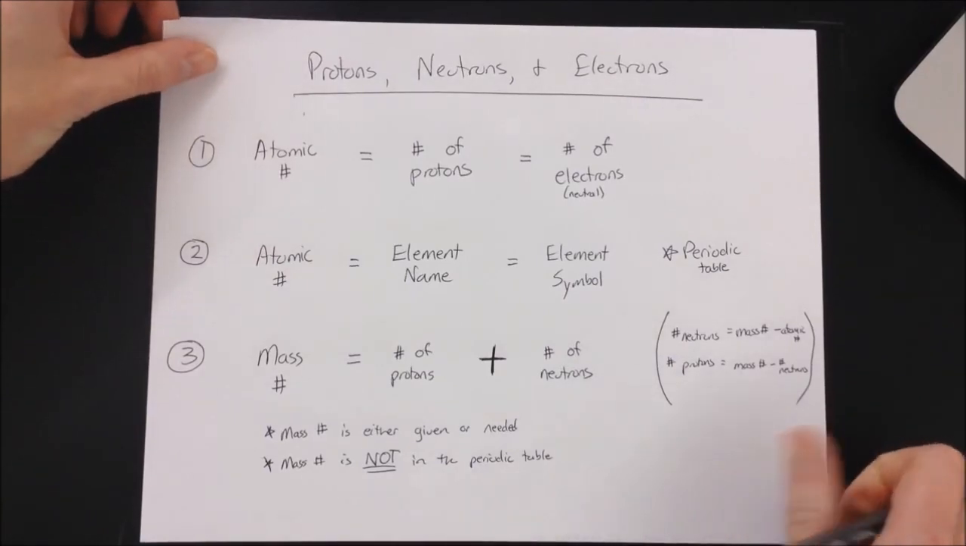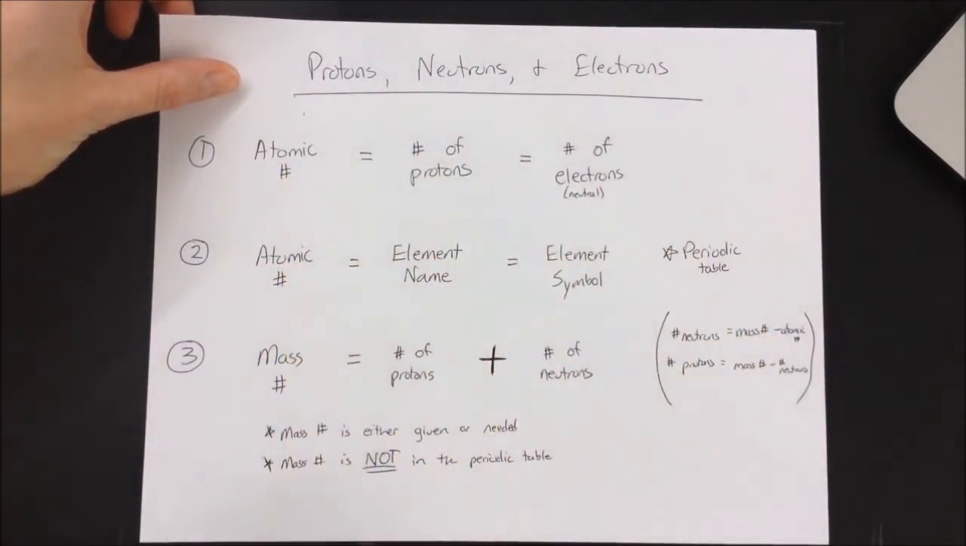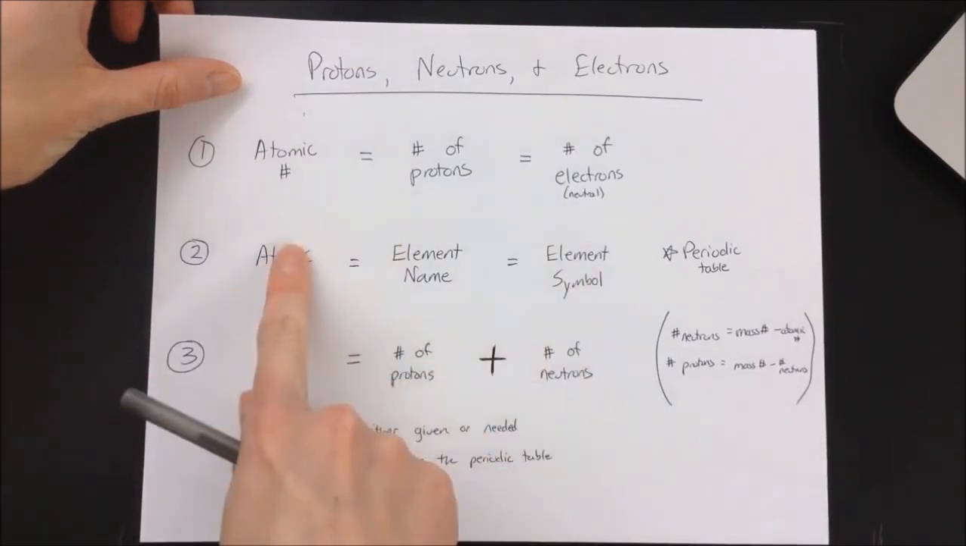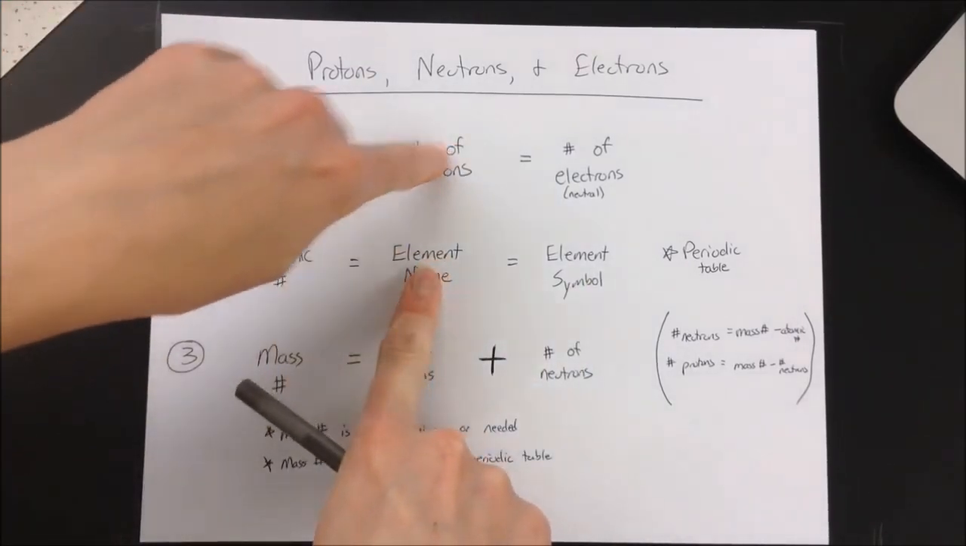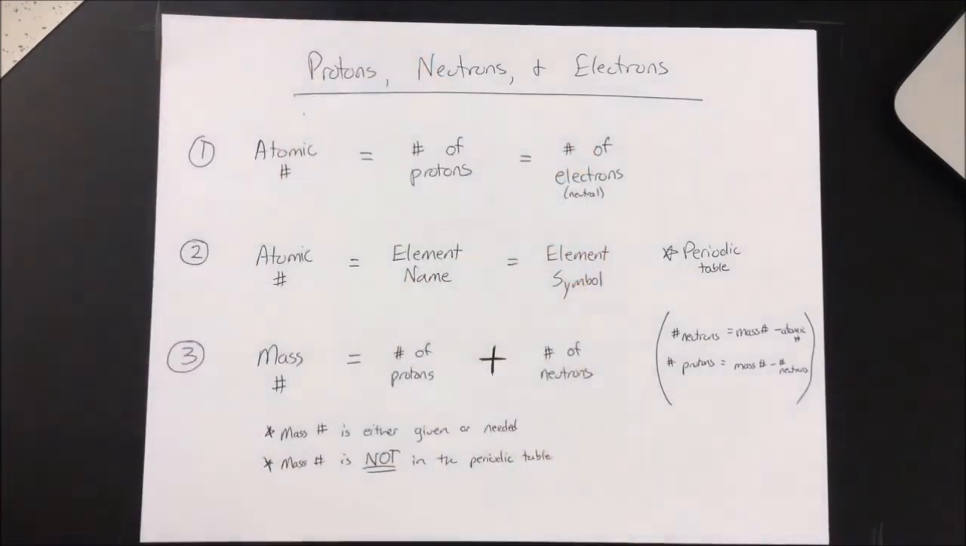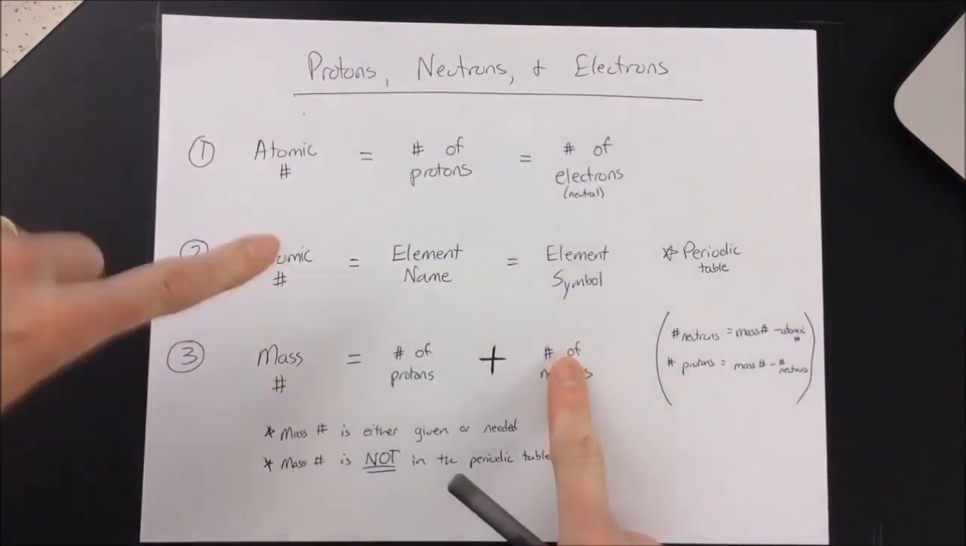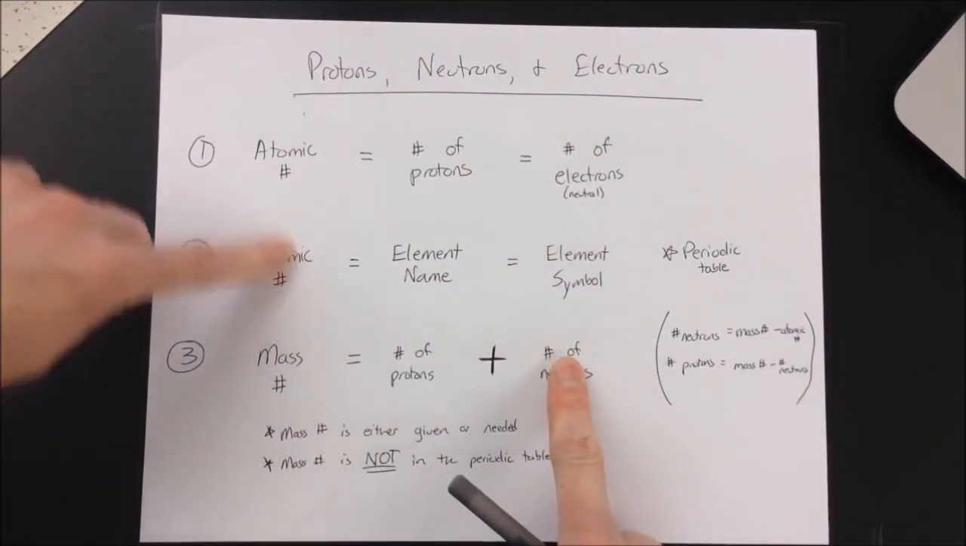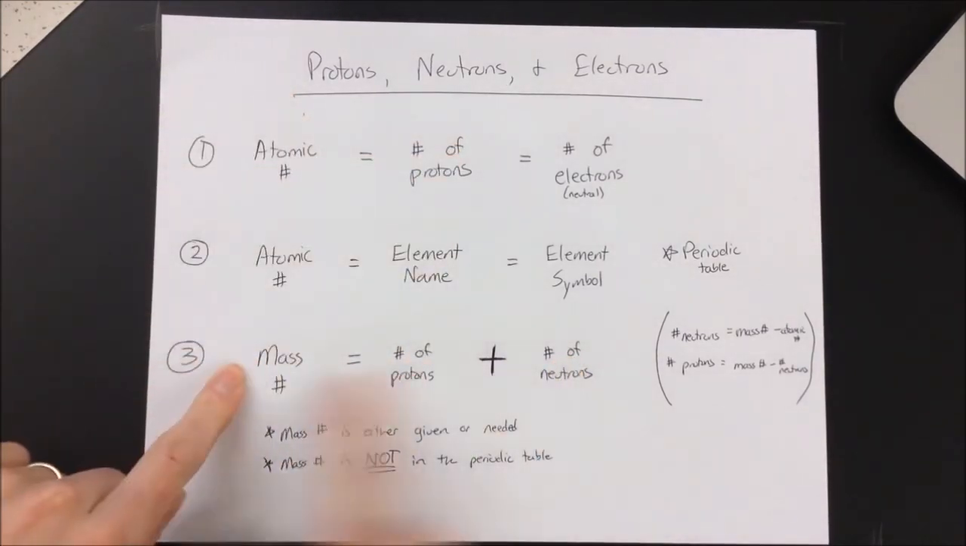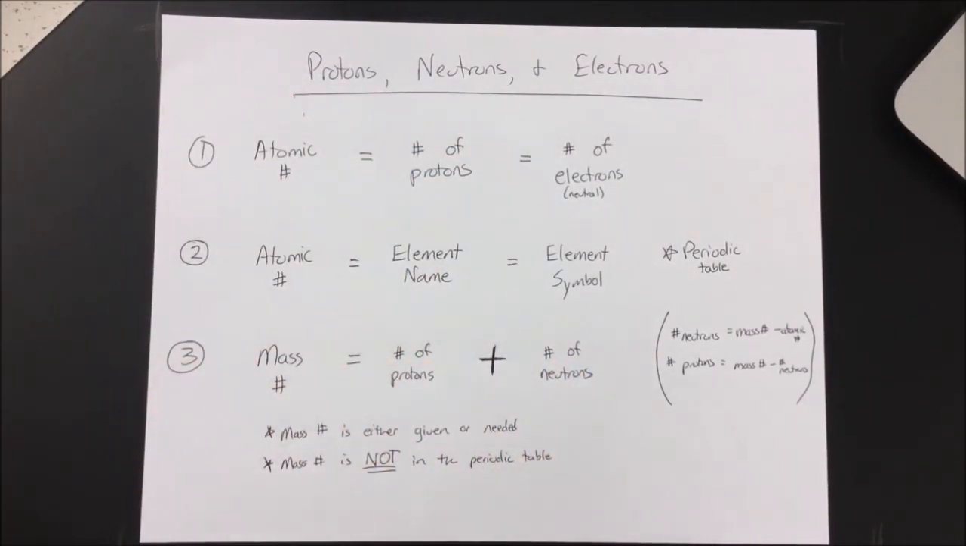Take your handy worksheet and then just start going through. What do you know? What can you get? Find it on here. Oh, I have the atomic number. That means I can have the number of protons, electrons, the element name, and the element symbol. Oh, I have the number of neutrons and the atomic number. Okay, so then I can get to the number of protons to find my mass number. You can do this. You just have to know what you have and what you need.